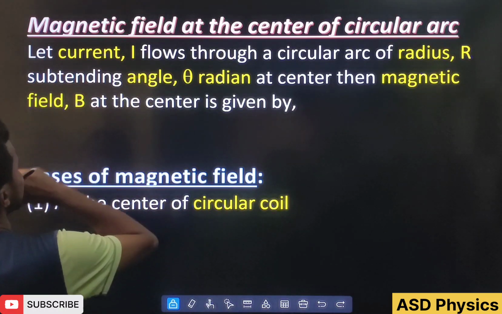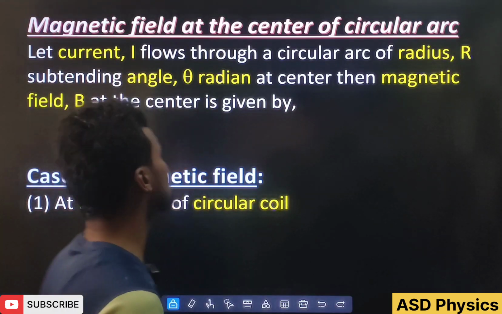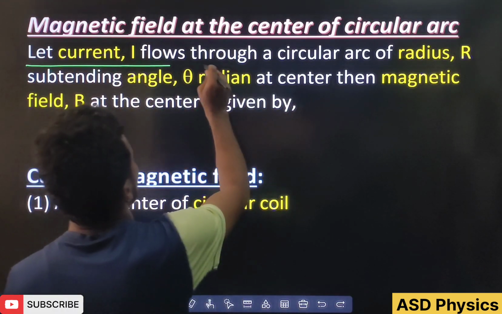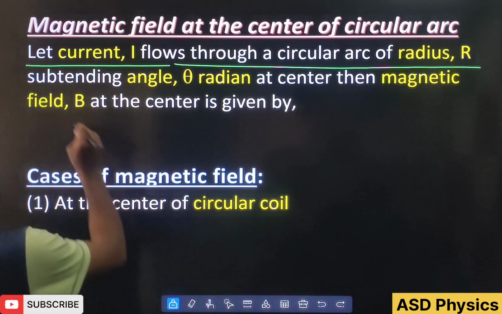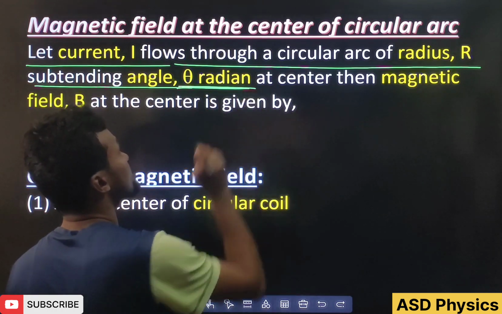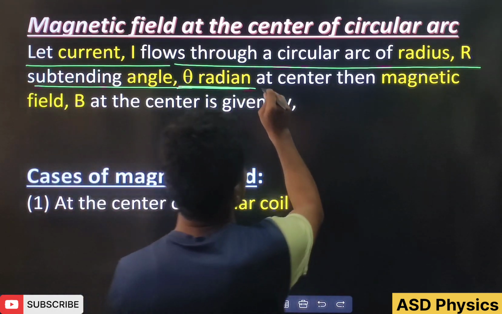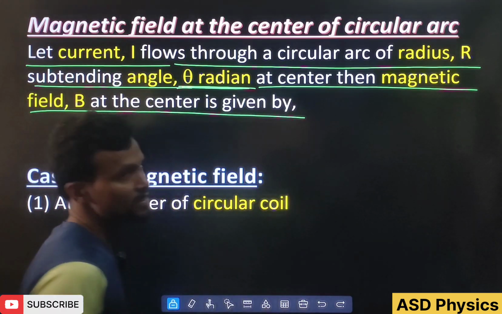Now this is also important. See, the magnetic field at the center of a circular arc. So let's see here. Let current I flow through a circular arc of radius R subtending angle theta radian at the center. Keyword is theta radian. Then the magnetic field B at the center is given by.